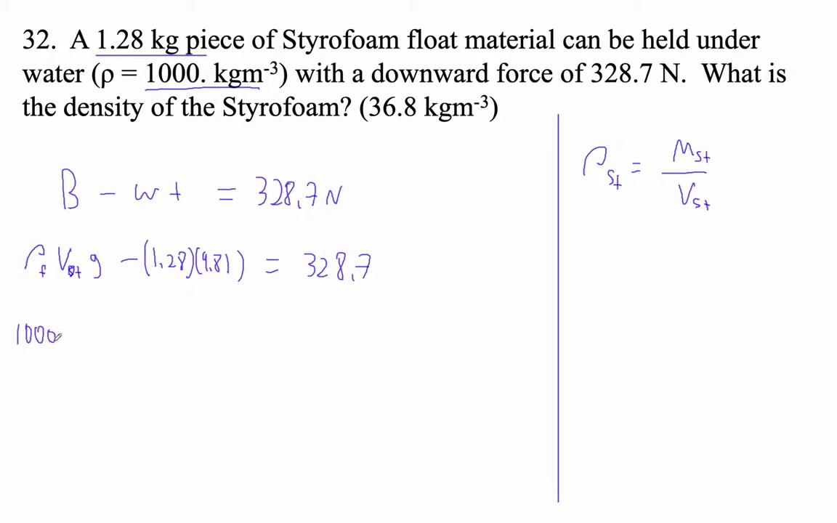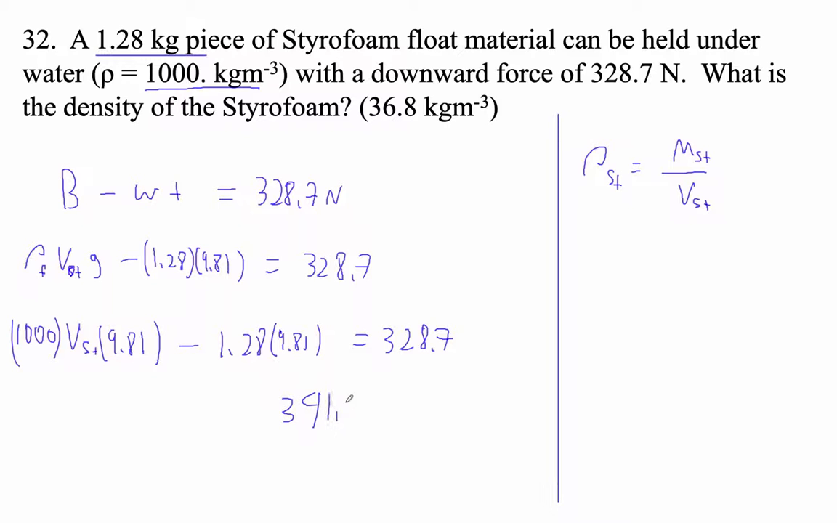So 1,000 times the volume of the styrofoam, times 9.81, minus 1.28 times 9.81 equals 328.7. I think we've got it now. This is the only thing we don't know. This is exciting. So 328.7 plus 1.28 times 9.81 is 341.2568, which is equal to 1,000 times the volume of the styrofoam times 9.81.